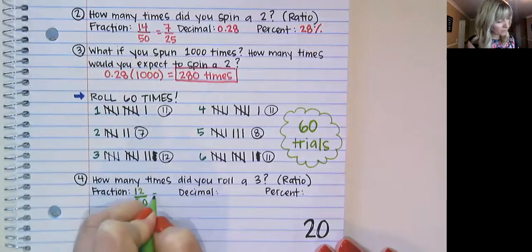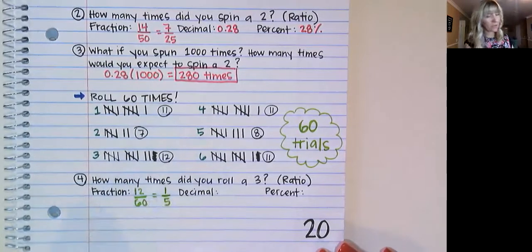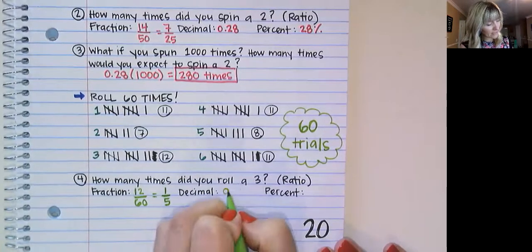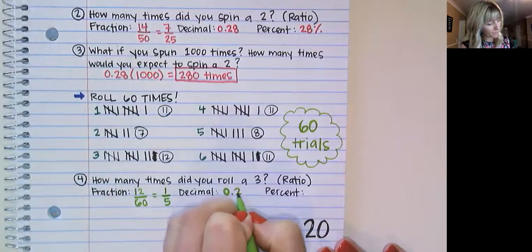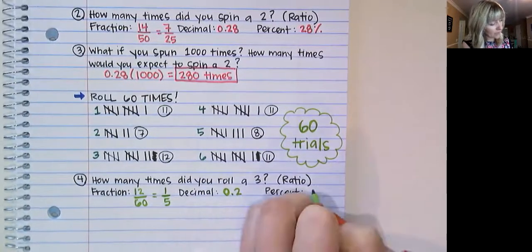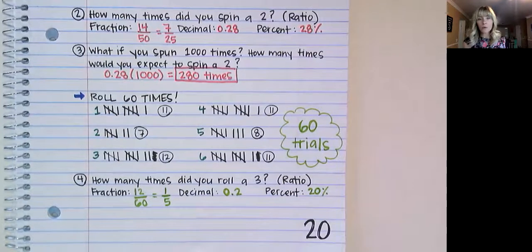And actually that simplifies down nicely to 1/5. And you can type in your calculator 1 divided by 5 or 12 divided by 60. This is one that I have memorized, and maybe you do too. 1/5 as a decimal is 0.2. If you don't believe me, type it in your calculator to verify it. And 0.2 as a percent is 20%. So I got the number 3, or Adeline did when she rolled 3, she got it 20% of the time.